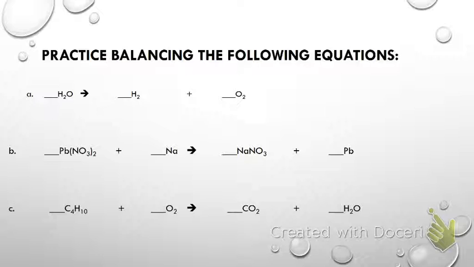Okay, so I'm going to look at this, and first thing, I have 2 hydrogen on the reactant side, 2 hydrogen on the product side. So my hydrogen is currently balanced. And then I check my oxygen. Oxygen is 1, oxygen is 2, not balanced. How can I fix that?